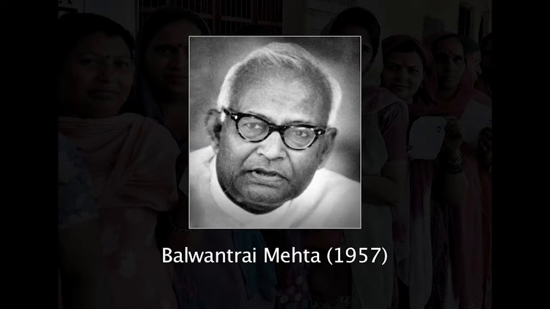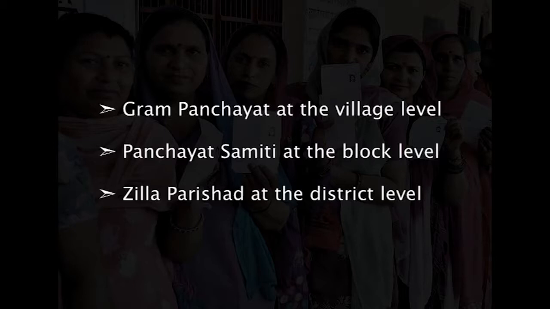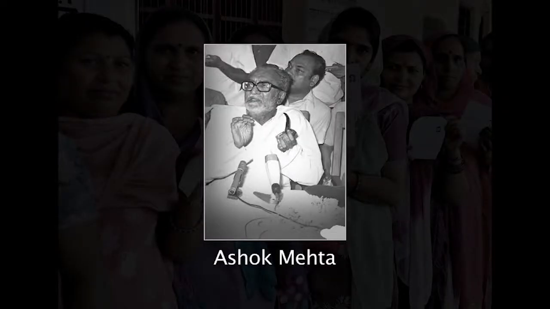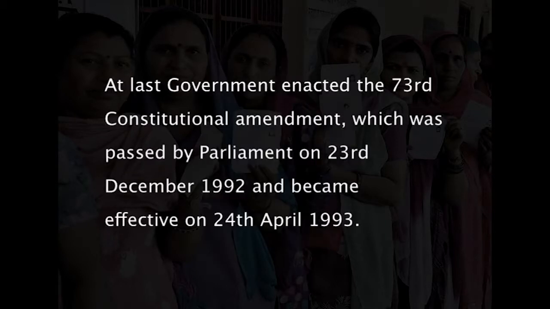The Balwant Rai Mehta Committee in 1957 recommended a three-tier system of Panchayati Raj from the village to the district level: Gram Panchayat at the village level, Panchayat Samiti at the block level and Zilla Parishad at the district level. To review the working of the Panchayat Raj institutions, the Ashok Mehta Committee recommended certain changes. At last, the government enacted the 73rd constitutional amendment, which was passed by Parliament on 23rd December 1992 and became effective on 24th April 1993.